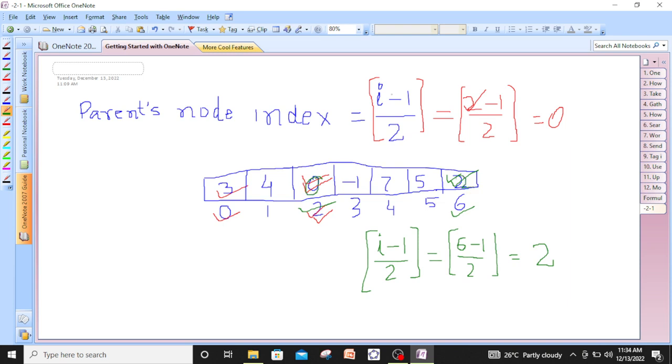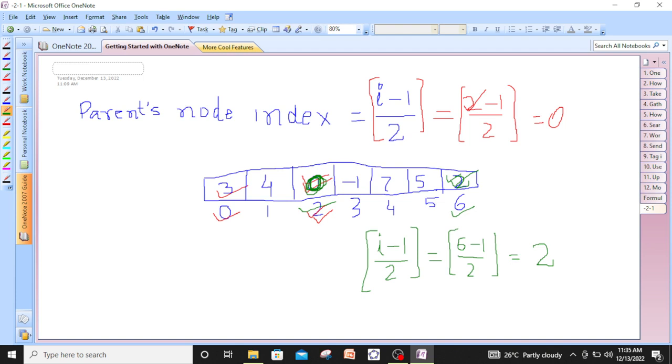So the answer, what is the parent of this 2? This 2, the last element, is 2, and you are being asked what is the parent of this 2? The answer will be the parent of the last element 2 is this 0. You see the 0, I am making it bold. This 0 is the parent of the last element 2. In this way we find the parent.